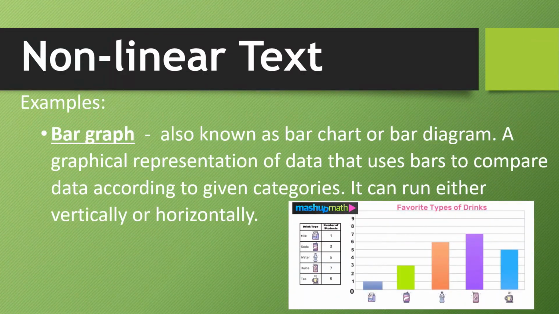Another example of nonlinear text is a bar graph. It is also known as bar chart or bar diagram, a graphical representation of data that uses bars to compare data according to given categories. It can run either vertically or horizontally.